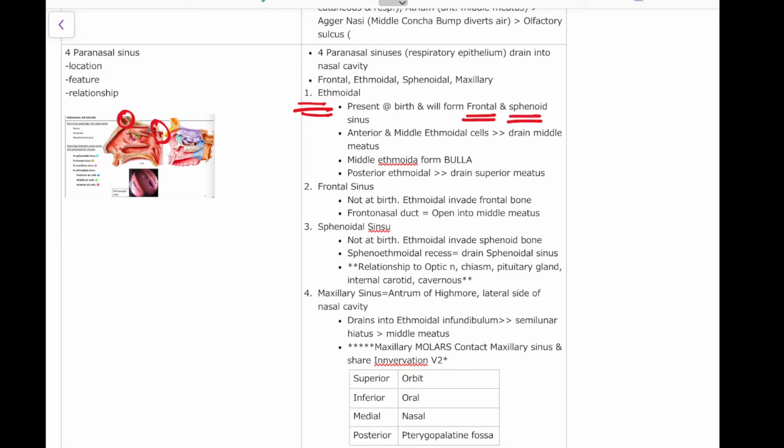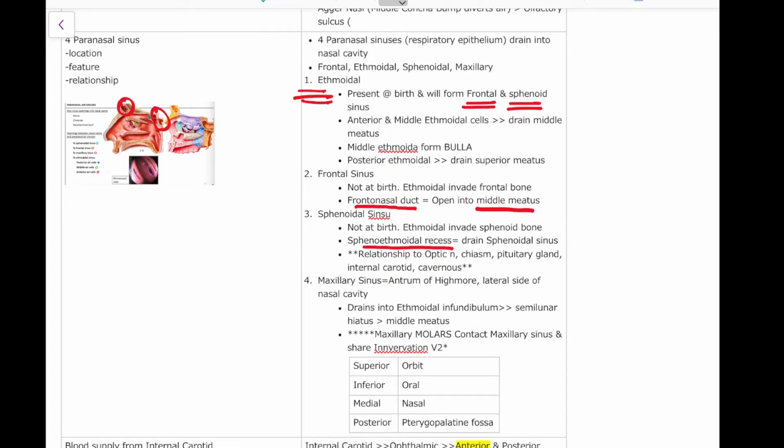So the frontal sinus comes from the ethmoidal, like we said, and it has the frontonasal duct that opens into the middle meatus. Then we have the sphenoidal sinus, right behind the superior concha, and it has the sphenoethmoidal recess that drains into that space above the superior concha. And then finally, the maxillary sinus is right under the eye, or in the maxillary region, and it drains into the infundibulum, which is situated in the middle meatus.